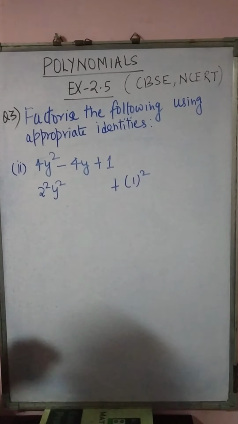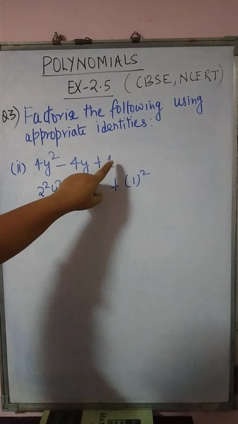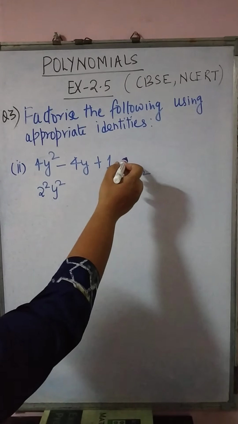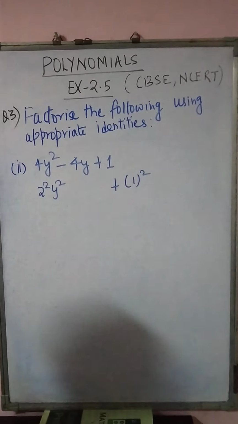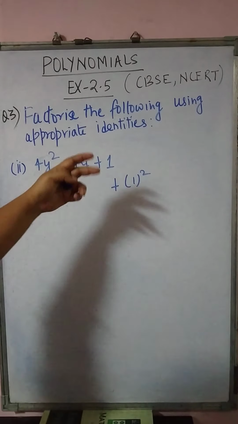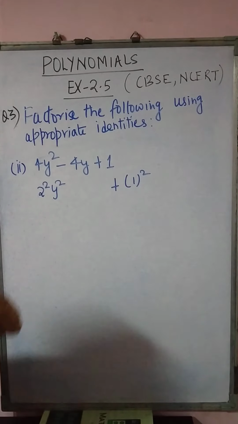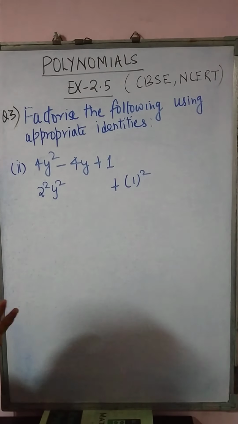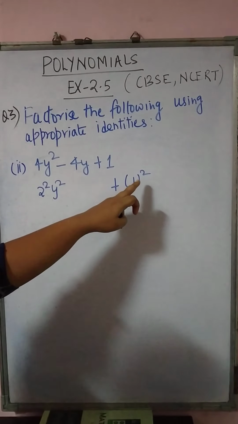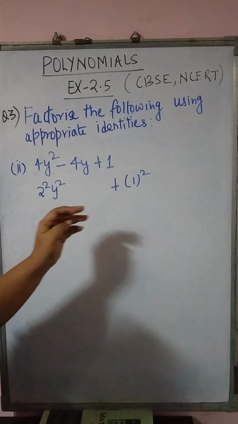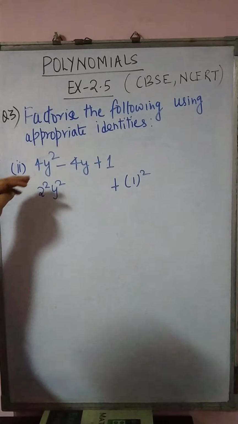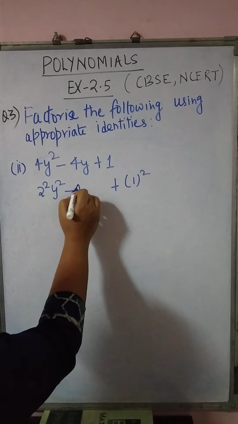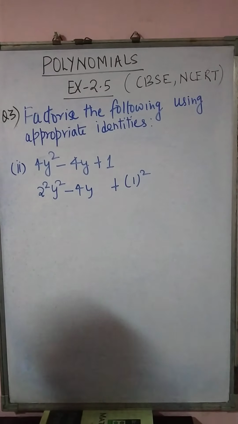When 1 is the base and you put any number as the power, the answer will remain the same. For example, 1 raised to power 2 is 1, 1 raised to power 10 is 1, 1 raised to power 1000 is 1, 1 raised to power lakhs is 1. So I am writing 2 as the power here because I am trying to write this in the form of an identity. The middle term I will write as it is.